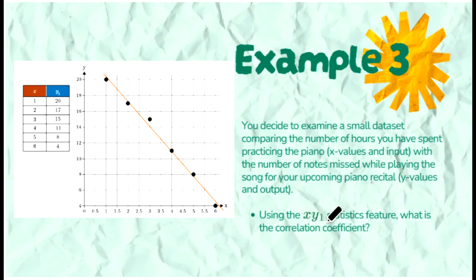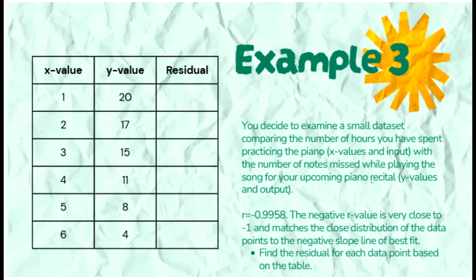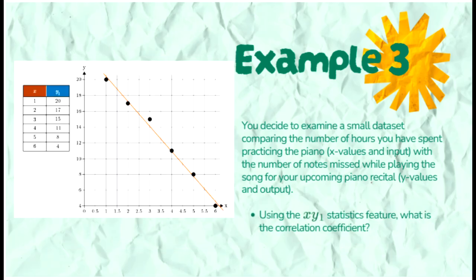statistics, then scroll down to find the correlation coefficient, and you'll find that your R value is negative 0.9958. The negative R value is very close to -1 and matches the close distribution of the data points to the negative slope line of best fit. You can see they're very close to the line.